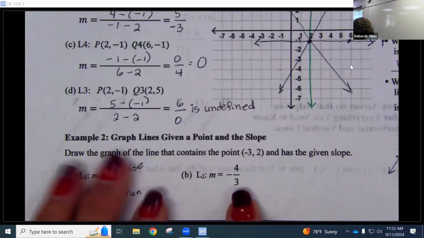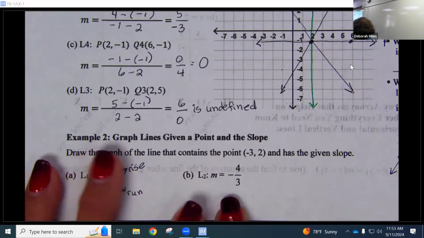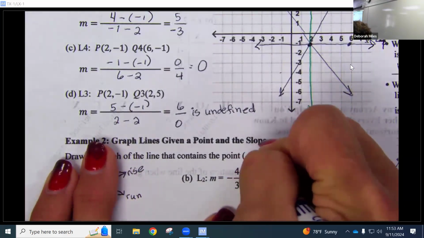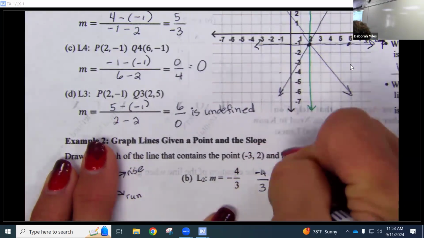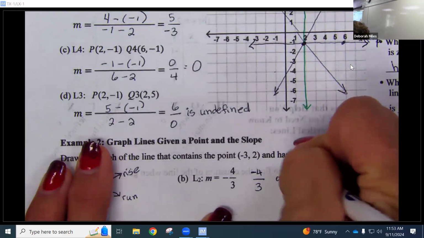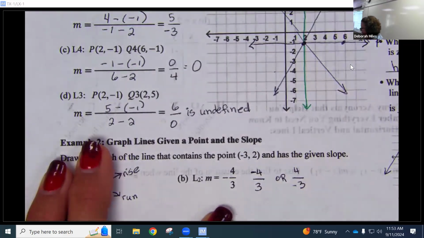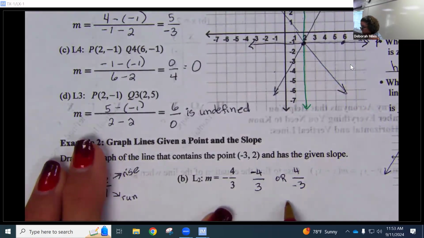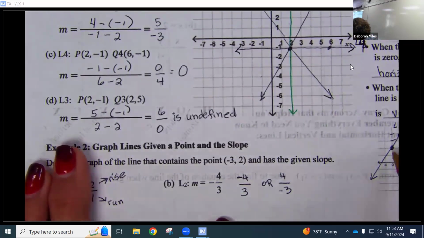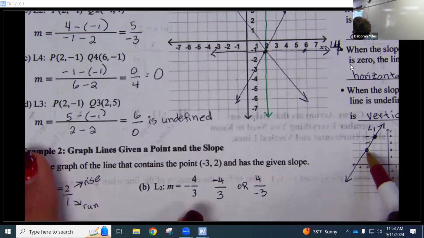And then back down here in the B part, the reason that I showed you this was to say that when the slope is -4/3, you can either think of it as -4 over +3, or you can think of it as +4 over -3. All 3 of those things are the same. Are you gonna get the same answer? Well, let's do both and see if we get the same thing. Let's start at this point, -3, 2.